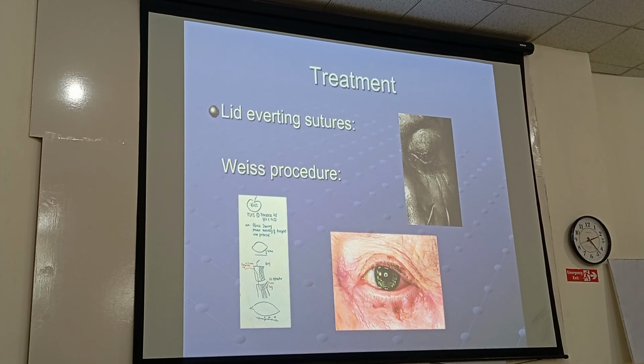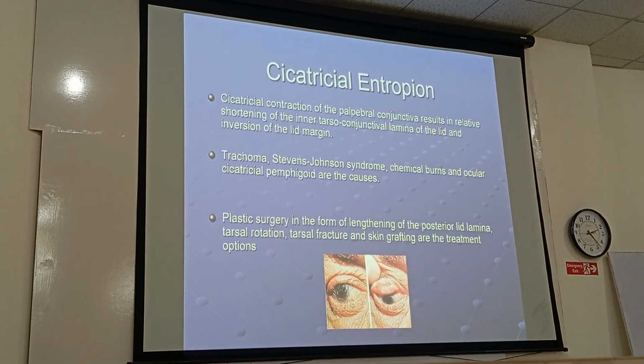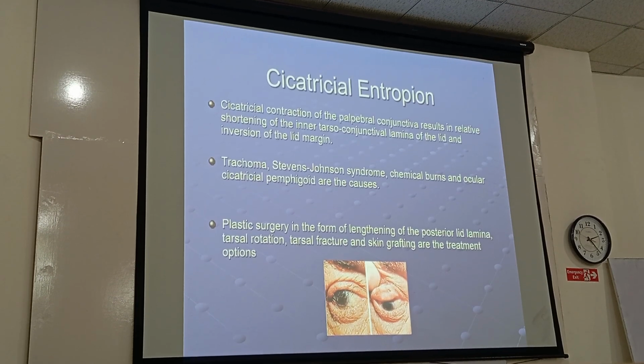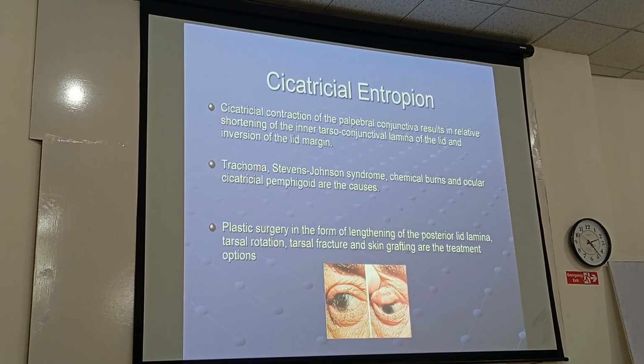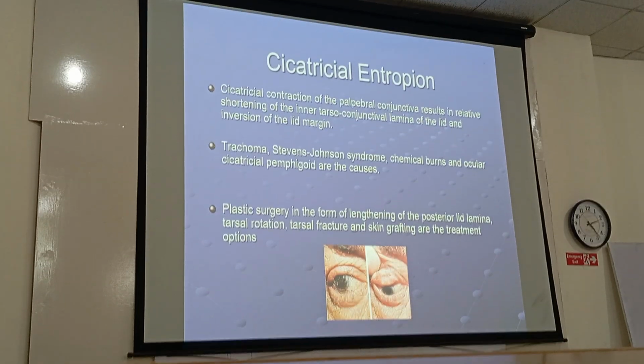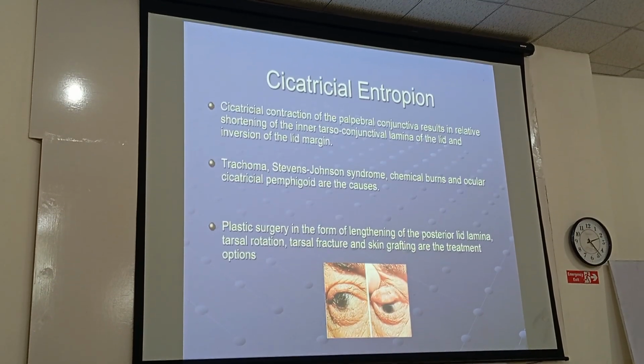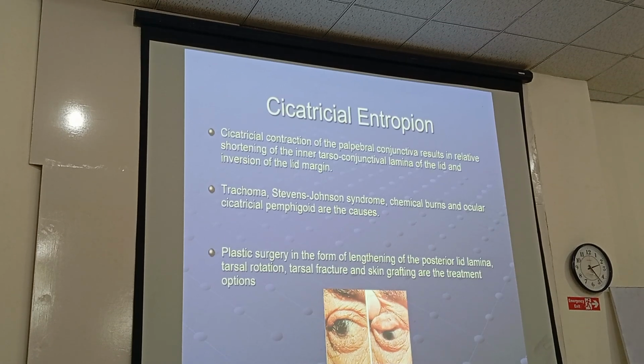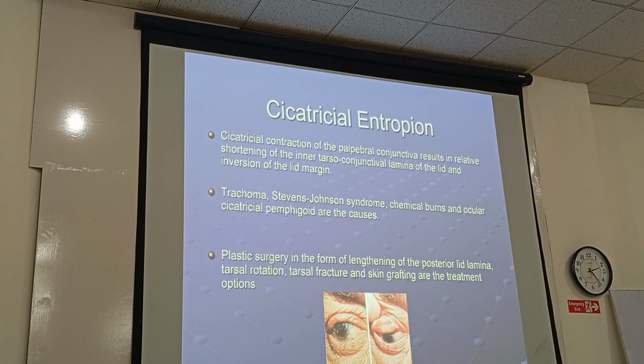For now let's move on to the second cause of entropion, which is cicatricial entropion. Cicatricial, after scarring, for example after an alkali burn, acid burn or something like that, when fibrosis occurs in the upper or lower eyelid, it causes scarring and ultimately fibrosis.